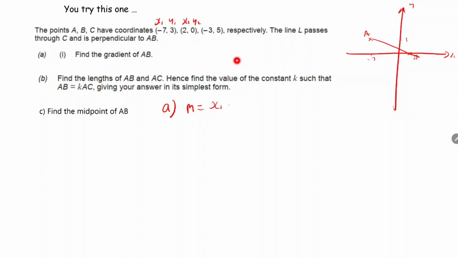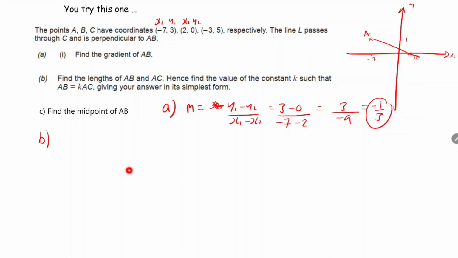We're going to do y1 minus y2 over x1 minus x2. We could have done it the other way around, y2 minus y1 over x2 minus x1. So y1, which was 3, minus y2, which is 0, over x1 minus x2, minus 7 minus 2, which gives us 3 over minus 9. That fraction can be simplified to a third. So the gradient is minus 1/3.